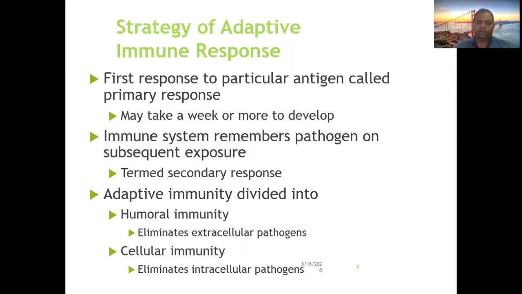Adaptive immunity, like innate immunity, we divide into humoral immunity, which involves antibody production, and cellular immunity, which involves cytotoxic T cell (TC) mediated and T helper cell mediated activities. Usually humoral immunity is antibody mediated and eliminates extracellular pathogens, while cellular immunity leads to intracellular pathogen elimination.